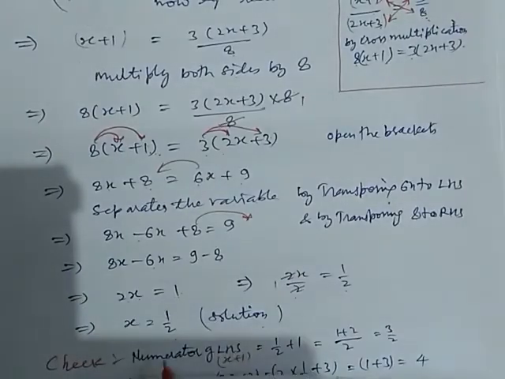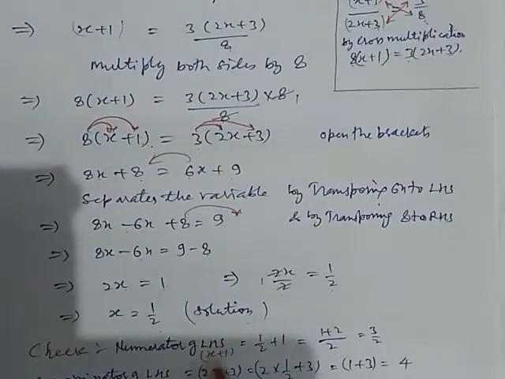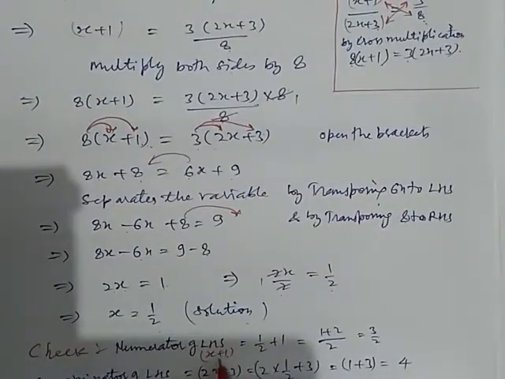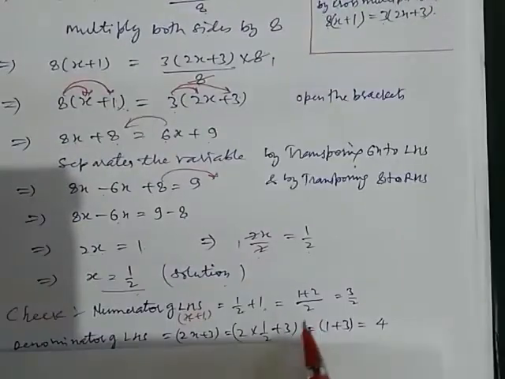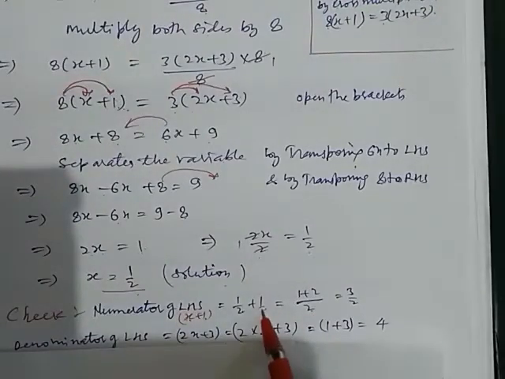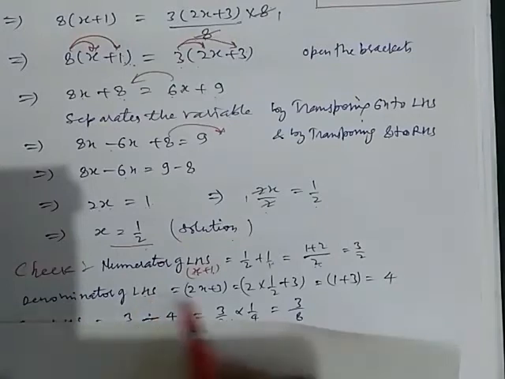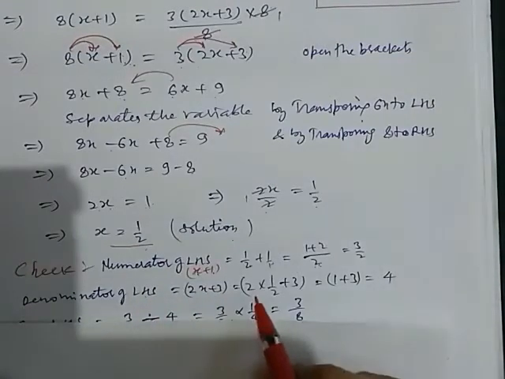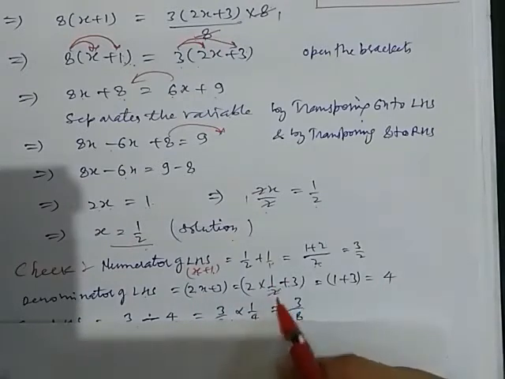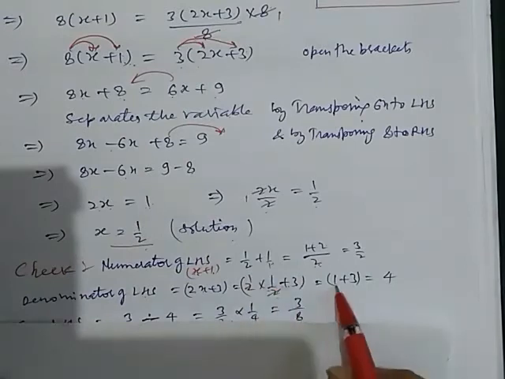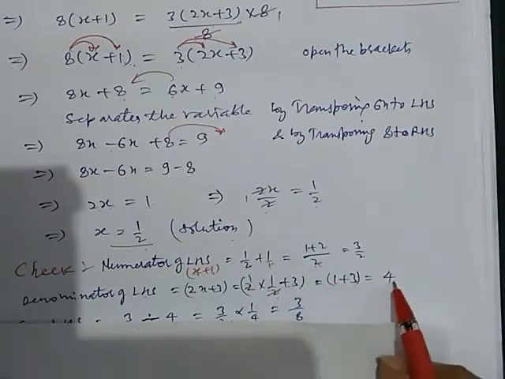Okay. So first we consider our numerator x plus 1. Put the value of x from here, x equal to half, here half plus 1. Taking LCM 2, put 1 here, taking LCM 2, 1 plus 2 by 2, 3 by 2. Now we consider the denominator of the left hand side, 2x plus 3. Okay. Here x equal to half, 2 into half plus 3. This 2 cancels out one time. So this is 1 and this is 3. 1 plus 3 equal to 4.